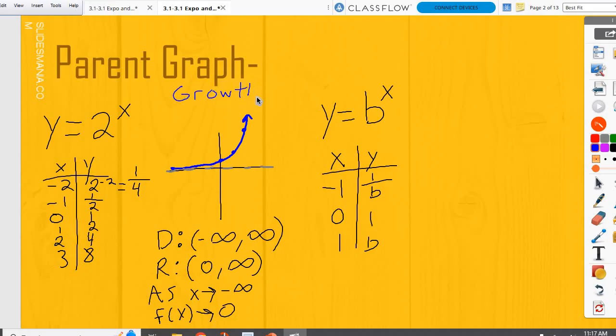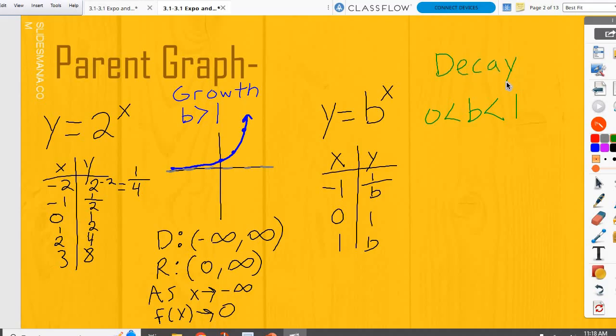Do we remember what has to be true in order to get a growth graph? It has to be increasing, yes. And so for our function, that's going to mean that our b value has to be bigger than 1. Do we recall what happens when we have a b value that is in between 1 and 0? So we're actually going to end up with a decay graph.